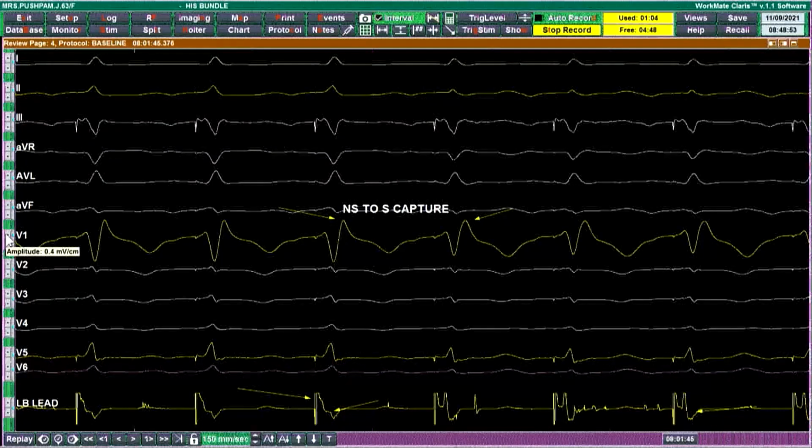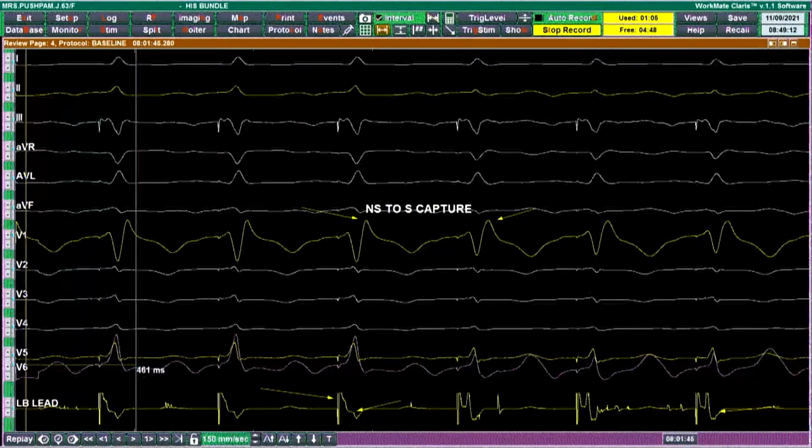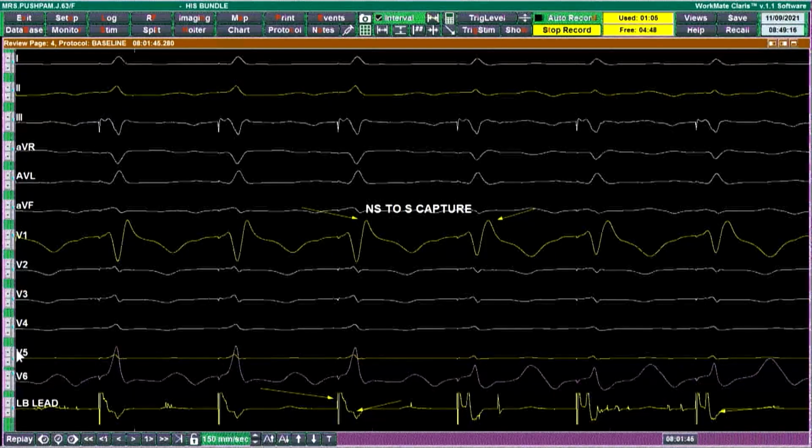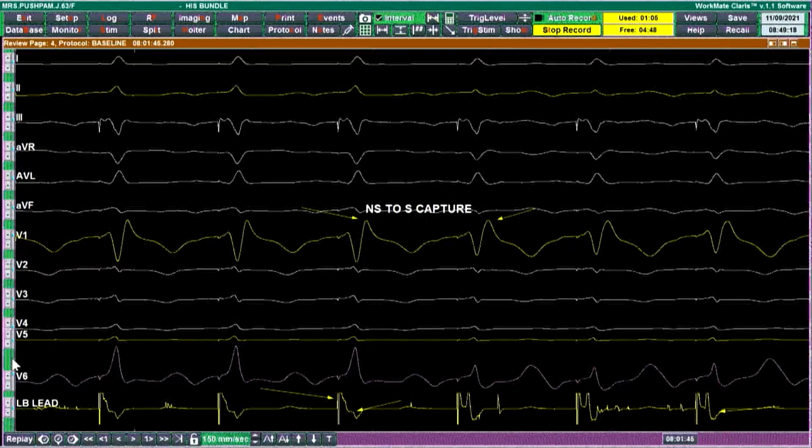Still, it is not very clear, but you'll be able to see a distinct change from QR pattern to M or RSR pattern, and there will be some deepening of the S wave in lead V6. Can you increase the amplitude of lead V6? Go up. Don't show any cursors. It's clearly visible. Reduce the amplitude of lead V5 and increase the amplitude of lead V6. Still more.